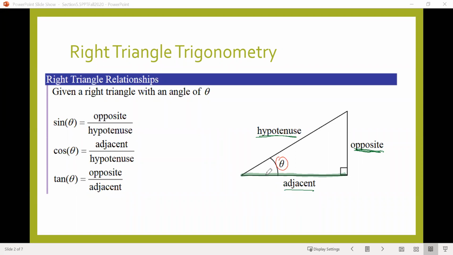Okay, with those definitions in place, we can define our sine, cosine, and tangent. The sine of the angle we'll define as the length of the opposite side over the length of the hypotenuse. Cosine we'll define as the length of the adjacent side over the length of the hypotenuse. And tangent of theta as the length of the opposite side over the length of the adjacent. One way to remember this, a common phrase folks will use, is SOHCAHTOA.